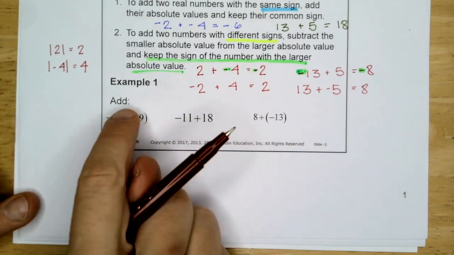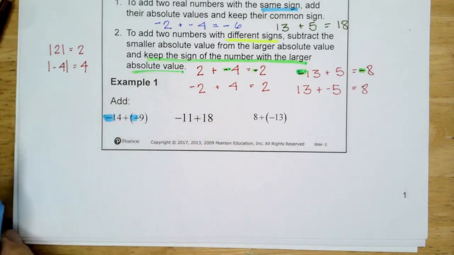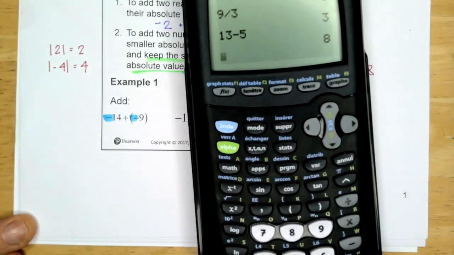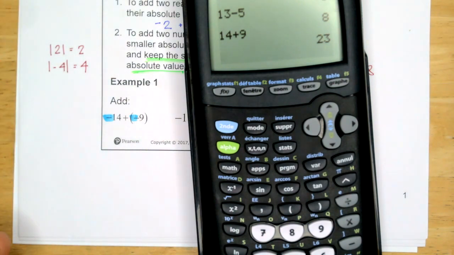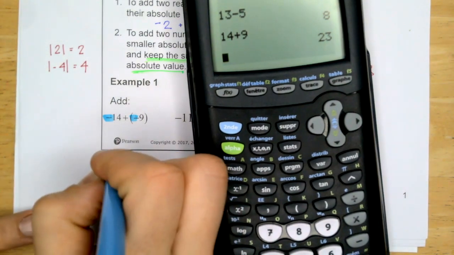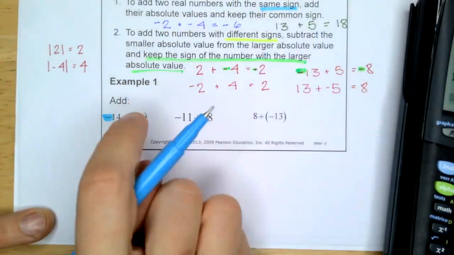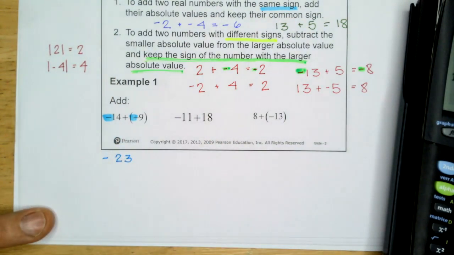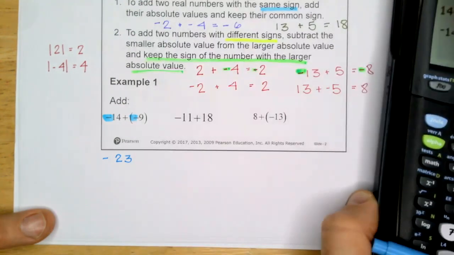-14 plus a -9. That is the case of same sign. They both are negatives, okay? If they have the same sign, add their absolute values and keep the common sign. So 14 and 9 in your calculator gives you a 23. But then what did it say? It said keep the common sign. The common sign is a negative. So -14 plus -9 is a -23, just like -14 minus 9 would also be a -23.